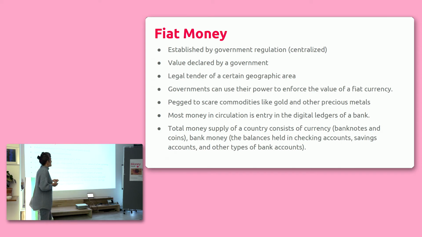And what is fiat currency? It's established by government regulation, by a central bank, which is very often a governmental or semi-governmental organization. The value is declared by a government. A lot of these currencies used to be pegged to something like gold. We had the gold standards for many decades. We don't have that anymore.